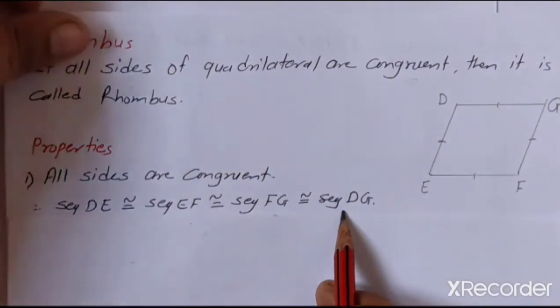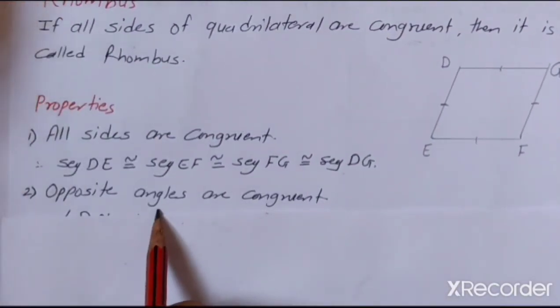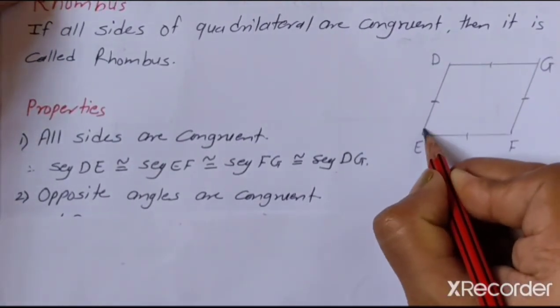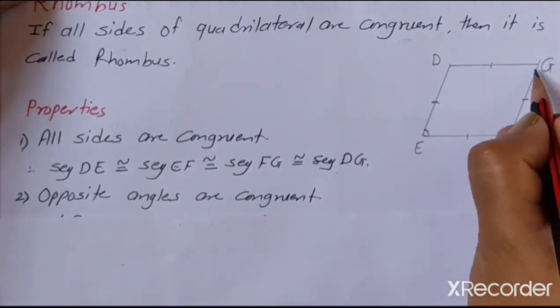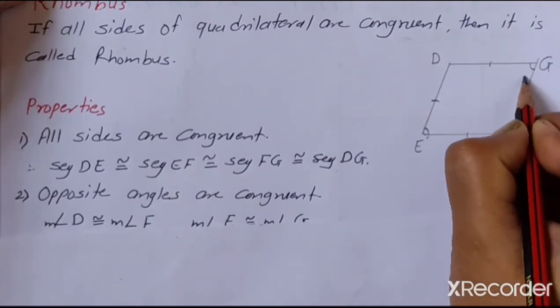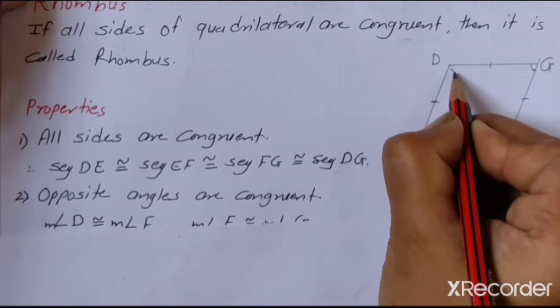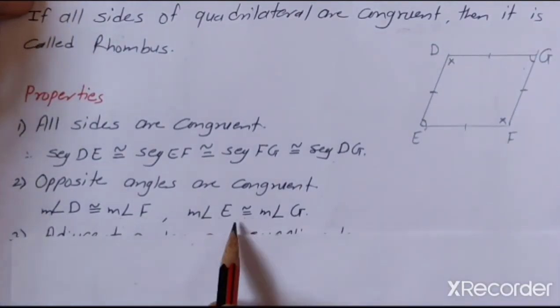Next property is related to its angles: opposite angles are congruent. So from this figure, if you consider angle E, its exactly opposite angle is angle G. So these two are congruent. Similarly, angle F is congruent with angle D. So from this figure we can write these pairs of angles are congruent.